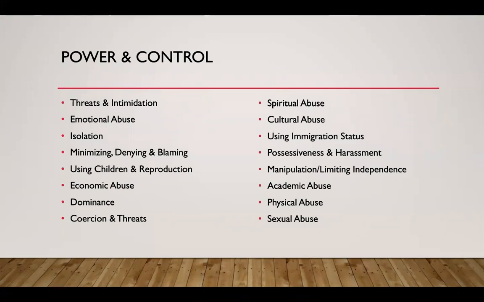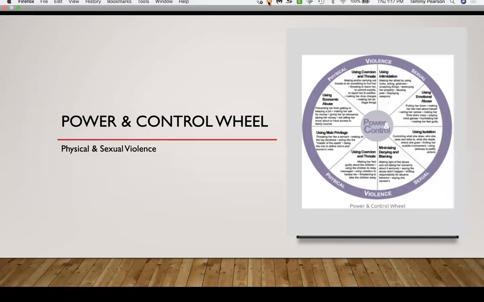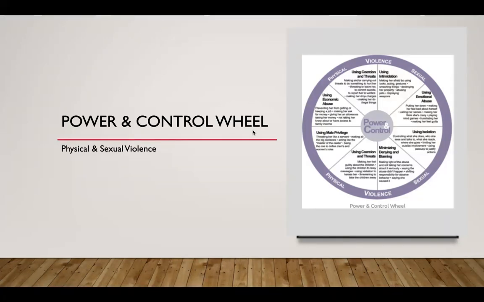So with that in mind, imagine a wheel, and I've got it up on the screen, with the power and control as the hub, and then the outside of the tire, physical violence and sexual assault. And in between, we've got all of our spokes that we like to call red flags, and these behaviors will point to danger ahead, so that when you're looking at relationships and how they work, you can see these red flags. So let's take a minute and talk about some of these spokes or red flags.